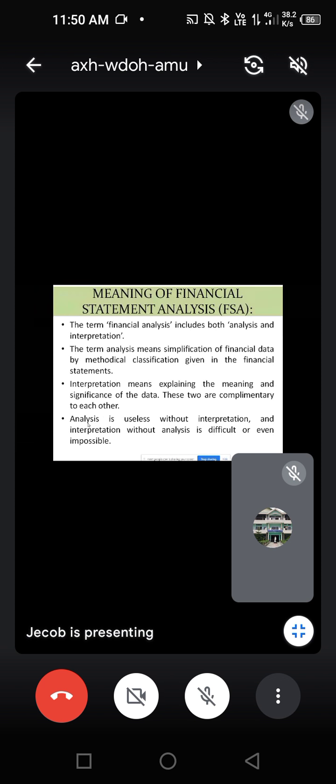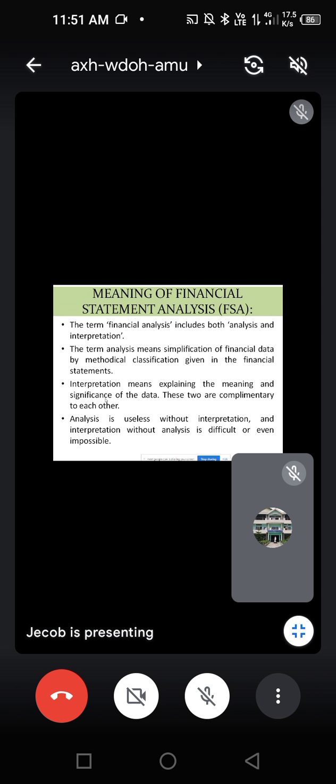Now, the term financial analysis includes both analysis and interpretation, and these are two different terms. Whenever we say analysis and interpretation, we must understand the difference between them. They are totally two different terms. Don't mix things up. Majority of the time, our students, or we generally, make a mistake of assuming that analysis and interpretation are the same. They are not. They are totally different in nature.